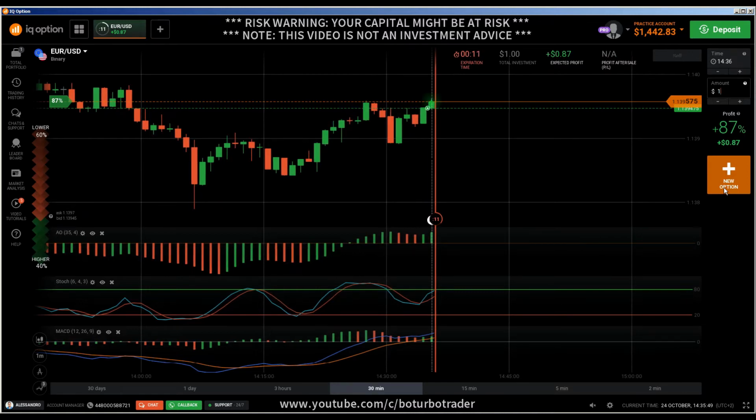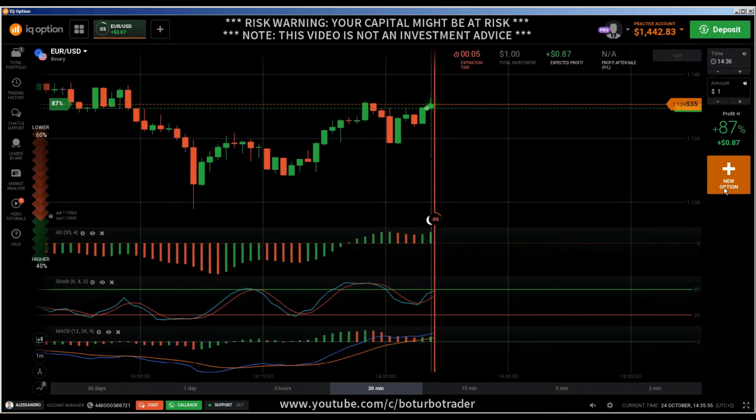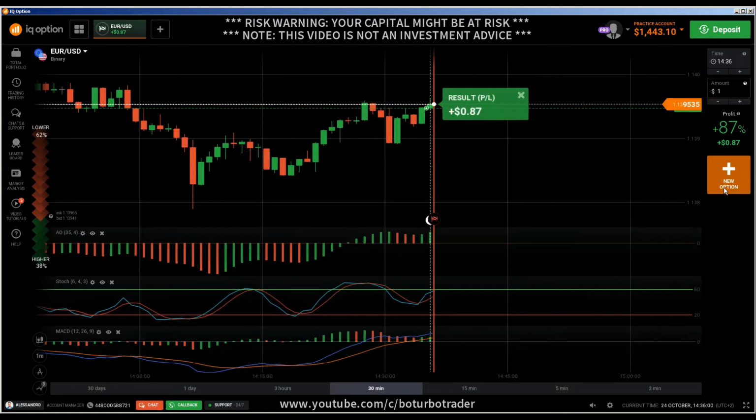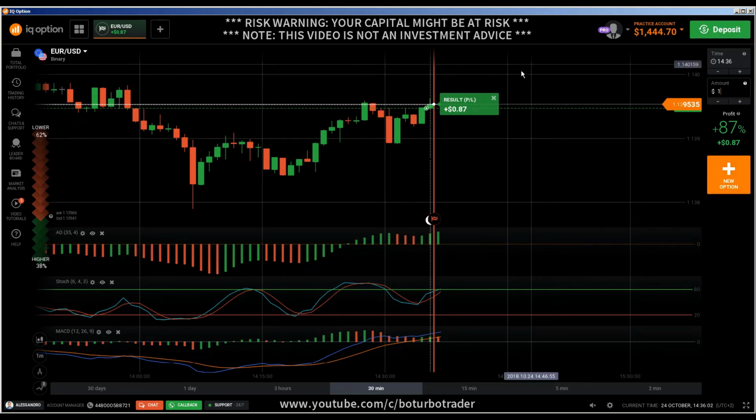But these indicator settings are not bad. You see they are working nicely. If you have a little bit of understanding of price action, you can easily do your trades here. So now let's see if I can show you another trade.